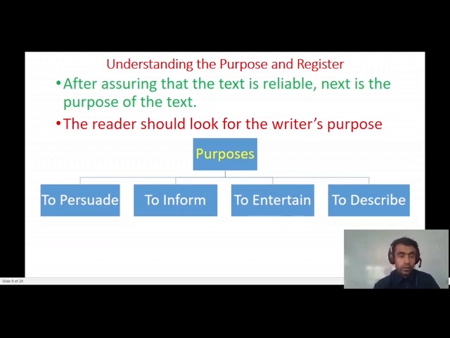Sometimes you are going to write to persuade someone. Sometimes you are going to give information. Sometimes you are going to write something for entertaining people or our readers. And sometimes you are going to describe, to give explanations about something or to give more information about something.